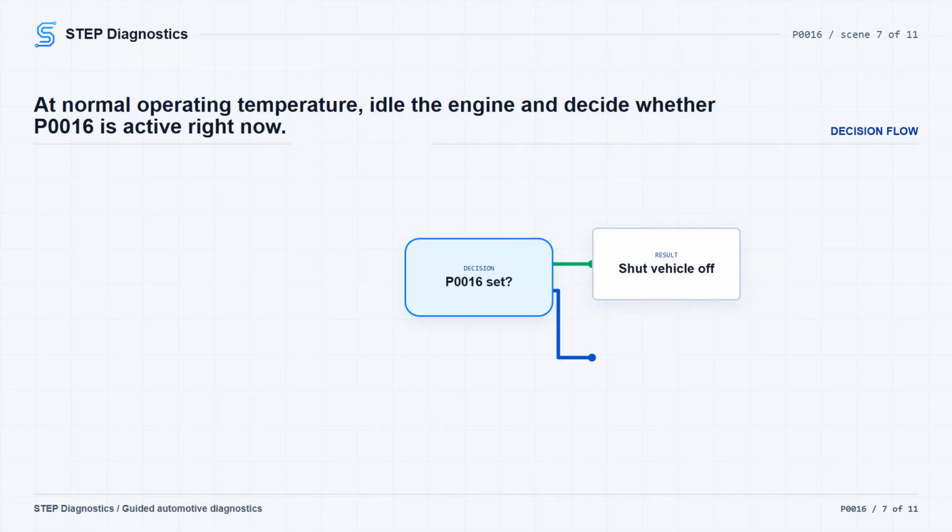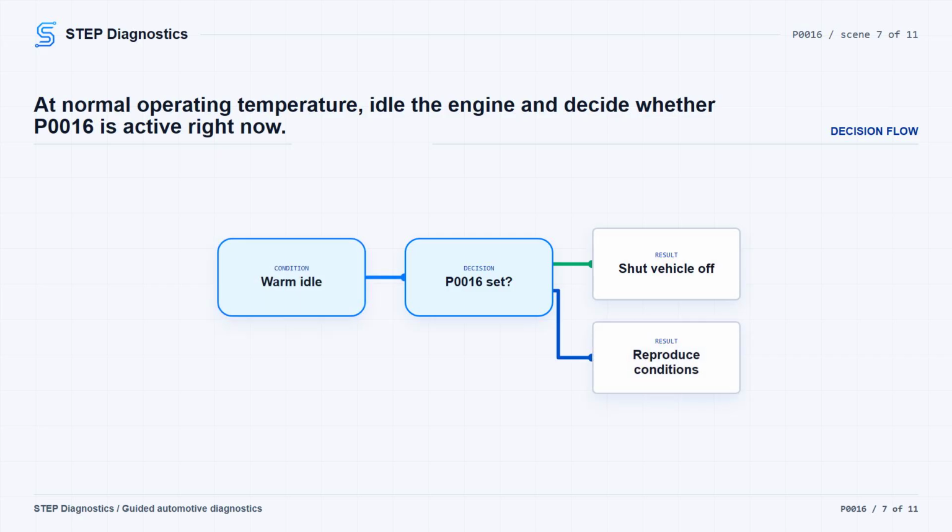Next, run the engine at idle with the engine at normal operating temperature and verify whether P0016 is set. This is an important split in the logic. If P0016 is set, shut the ignition and vehicle off and move into the mechanical and installation checks. If P0016 is not set, do not tear into parts yet. Move to reproducing the operating conditions and the captured conditions from the event data.